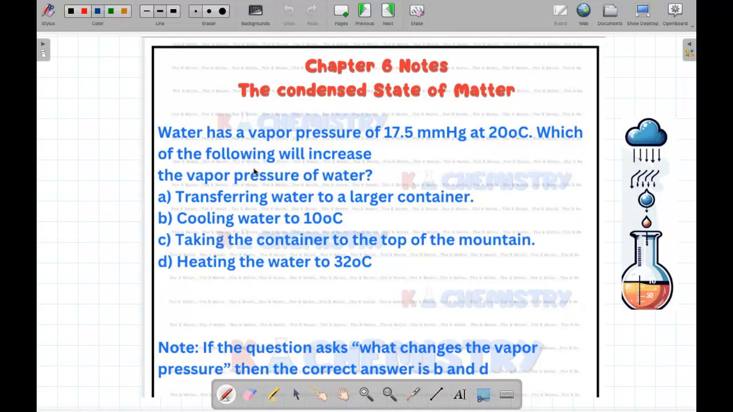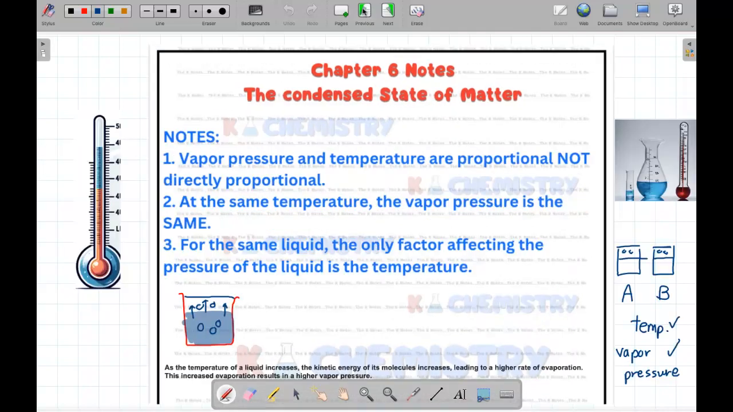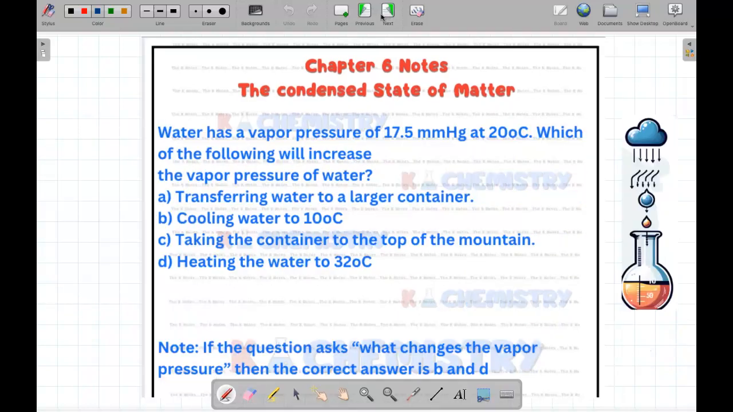So if I have water with vapor pressure of 17.5 millimeter Hg at 20 degrees centigrade, which of the following will increase the vapor pressure of water? Does transferring the water to a larger container change the vapor pressure? No. We just said that the only factor that's affecting the vapor pressure is the temperature. So there is no effect here. Cooling water to 10 degrees centigrade, no, it does not increase the vapor pressure. Actually, it decreases it.